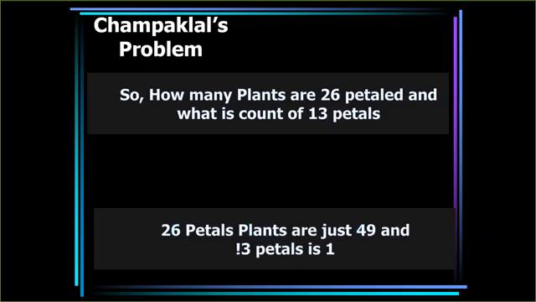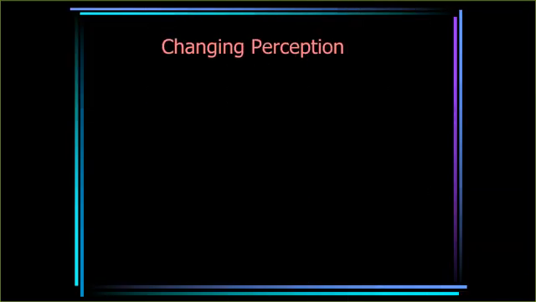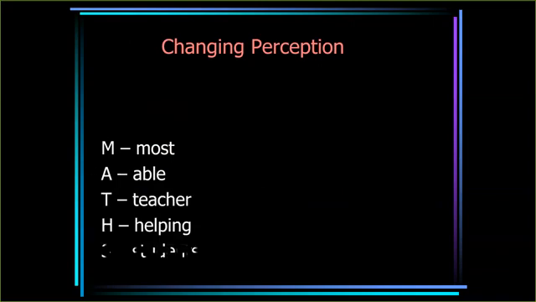26. So petal one plants are 49 and 13 petal plant is only one. That is the reason anytime you touch 26, milega hi milega, because all are 26 except one, and 13 you can get rarely. Okay, so this is how we will be changing the perception of mentally affected teacher harassing student to most able teacher helping student.